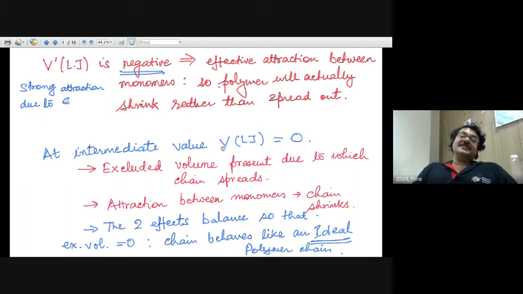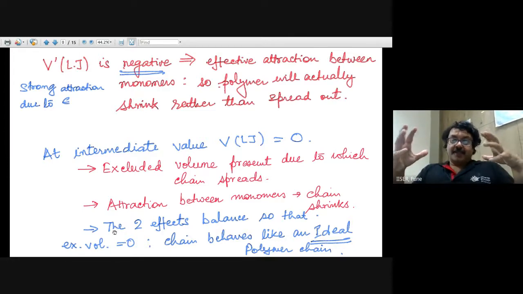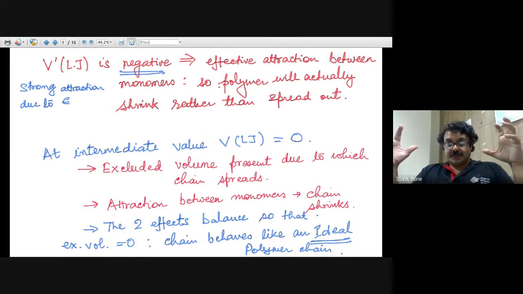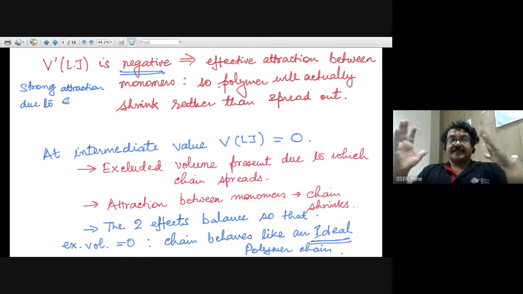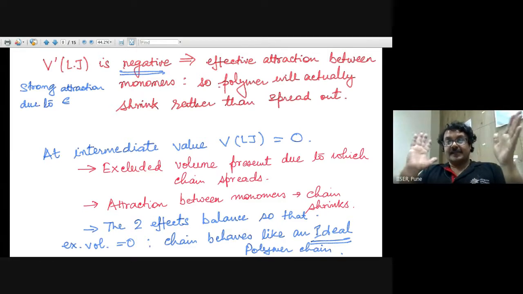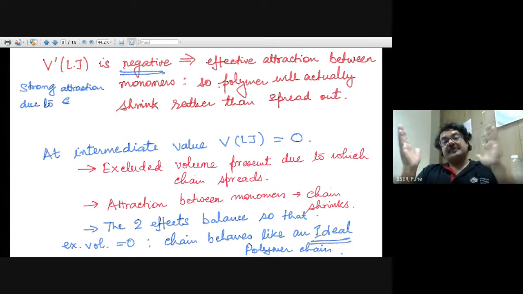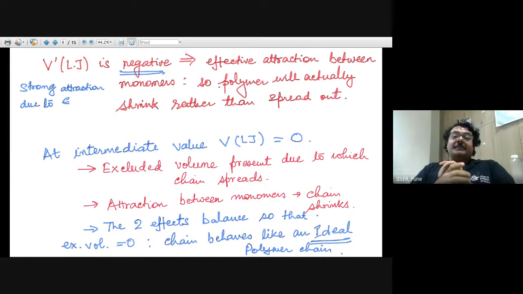Under such conditions, the excluded volume due to LJ, as defined by the negative integral of the Mayer function, can become equal to 0. So basically, what is happening is that because of overlap, the polymer would like to spread out like the fluorine. That's what we discussed. But the attraction is trying to shrink the polymers, and at a certain balance, there can be a value of epsilon where these two effects balance out, and basically the polymer chain starts behaving like an ideal polymer chain.